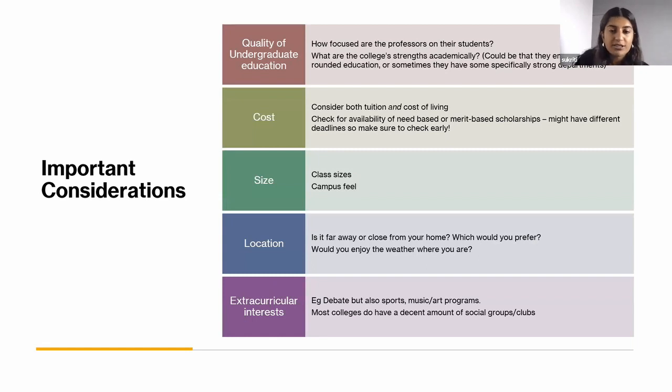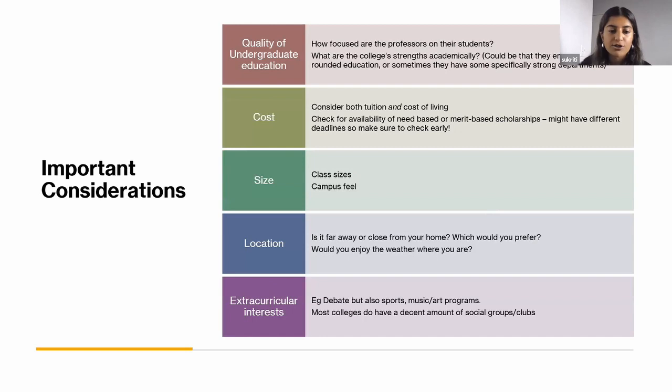So then what are some considerations that you want? First, we have to look at the quality of undergraduate education. How focused are the professors on their students? Sometimes there are very research-focused schools, so you can look at ratings and research about that.